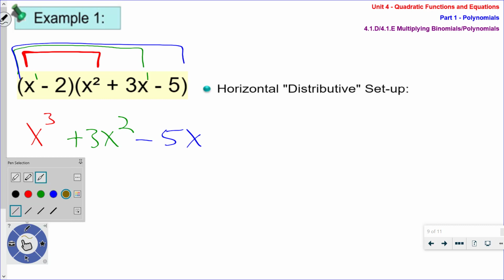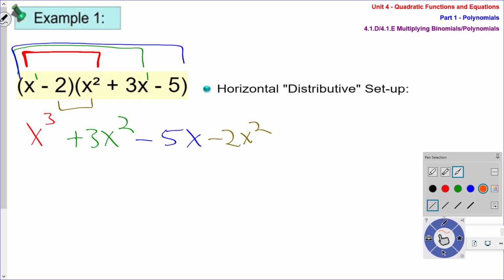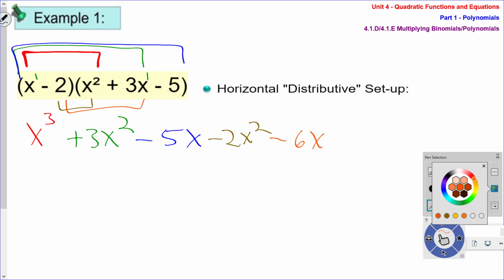Someone new. We're not done here. Radhima. You do negative 2 times x squared, which is negative 2x squared. Negative 2x squared. And then you multiply negative 2 by 3x, which is negative 6x. Negative 6x. And then you multiply negative 2 by negative 5, which is positive 10. Positive 10. How many multiplications took place? 6. Because we did a binomial by a trinomial. 6 multiplications took place. Now we have to combine like terms.